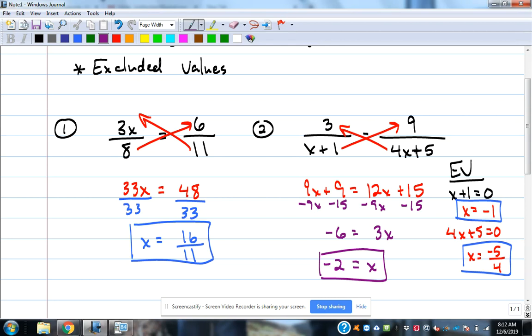Okay, so it's possible that we end up with some with no solution. If you have one answer and it happens to be one of the excluded values, it would be a no solution. Yeah, that can happen.